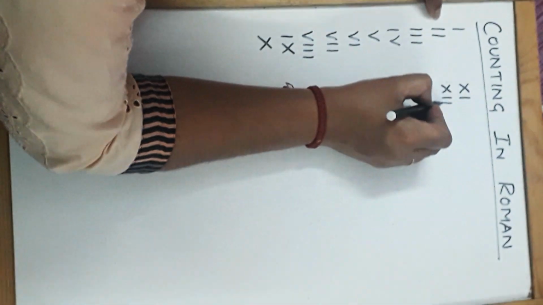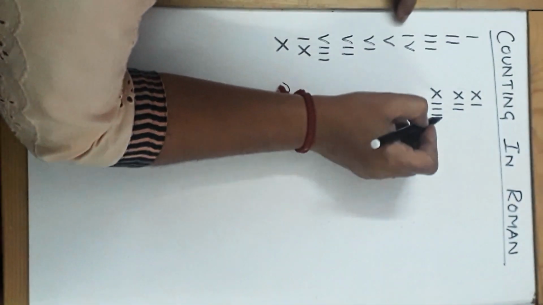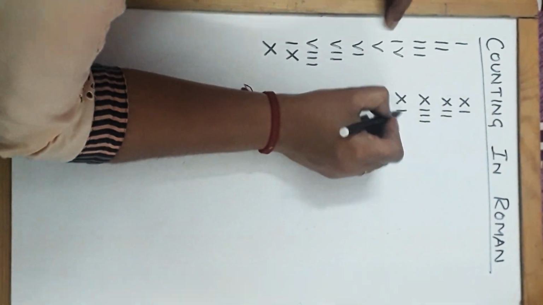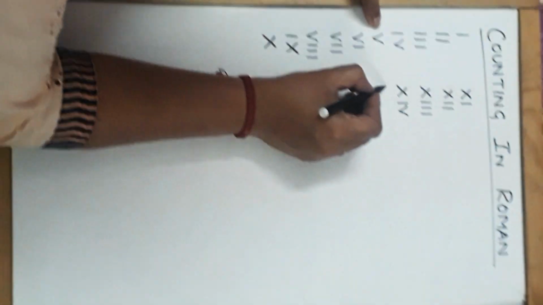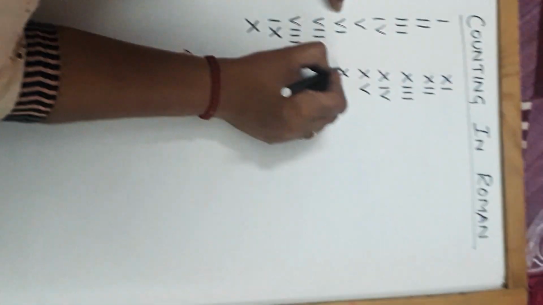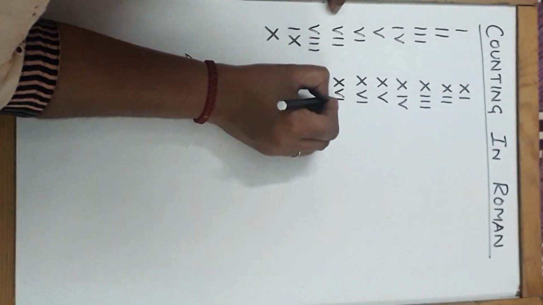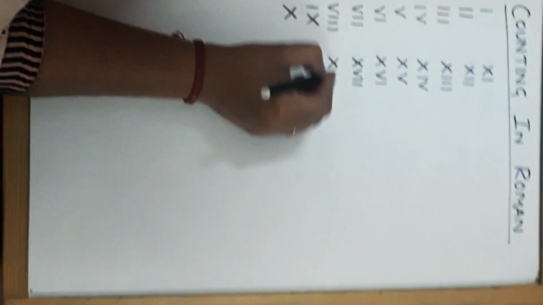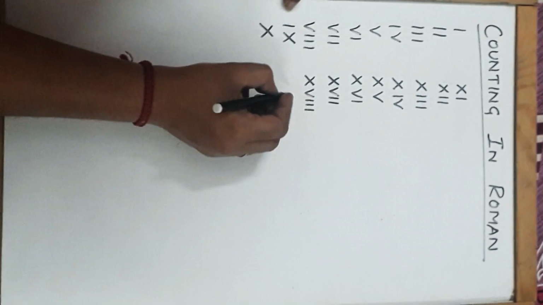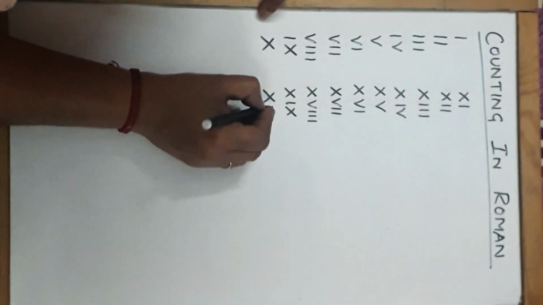10 plus 2, 12. 10 plus 3, 13. 10 plus 4, 14. 10 plus 5, 15. 10 plus 6, 16. Then 10 and 7, 17. 10 and 8 is 18. 10 and 9 is 19. And 10 plus 10, this is 20.